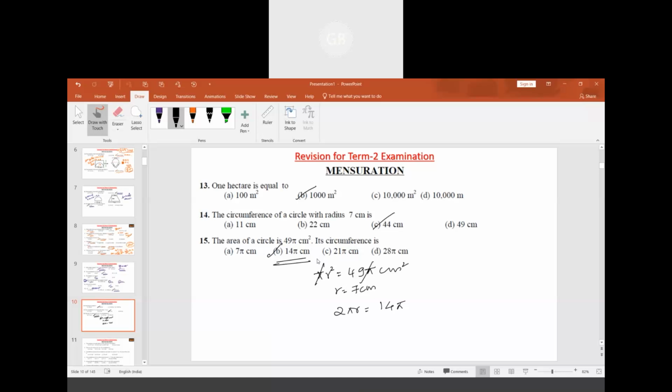One hectare is 10,000 meter square. Option A, sir? No, it is 100 meter square. Option C, sir. What is the meaning of 1 hectare? 100 into 100, 10,000 meter square.